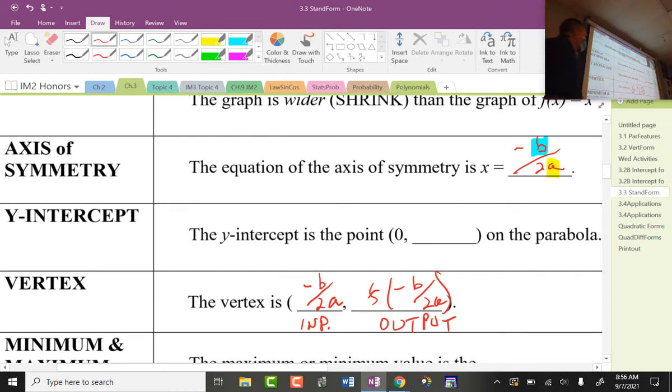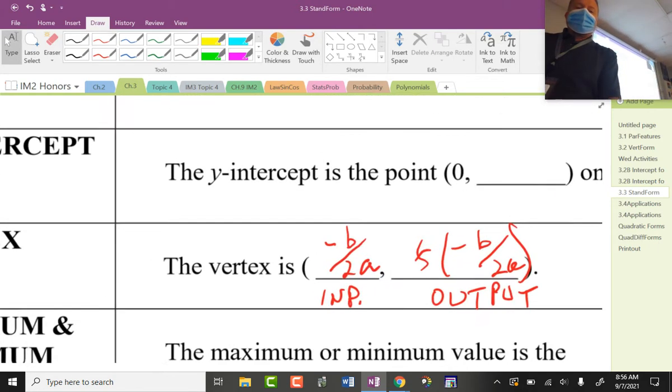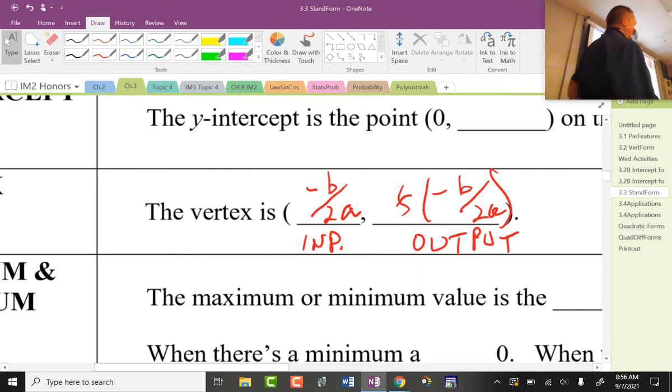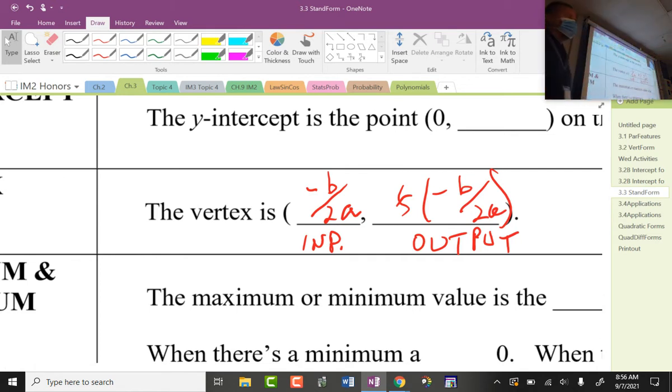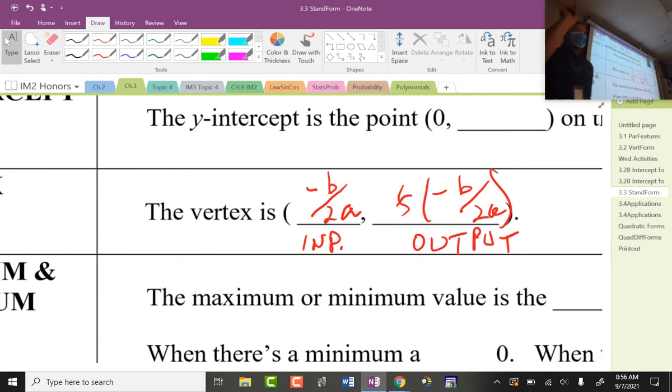Quick question. Say that again. This one here, the input output? Yeah. Okay, so the vertex x coordinate is what the axis of symmetry goes through. So the x coordinate's negative b over 2a. How do I find the y coordinate of the vertex? You plug in x and solve for y. That's what f of negative b over 2a means. Remember that this was called f of x up there. All right, so knowing that.